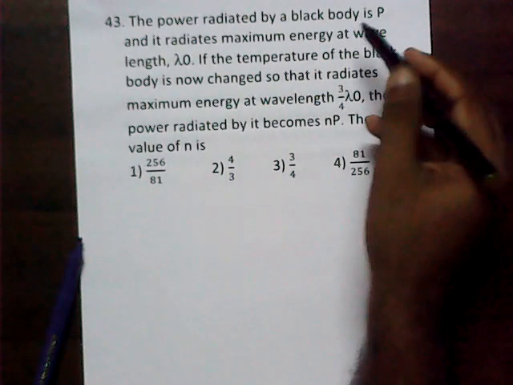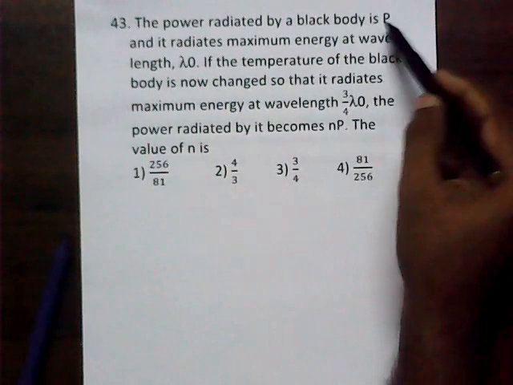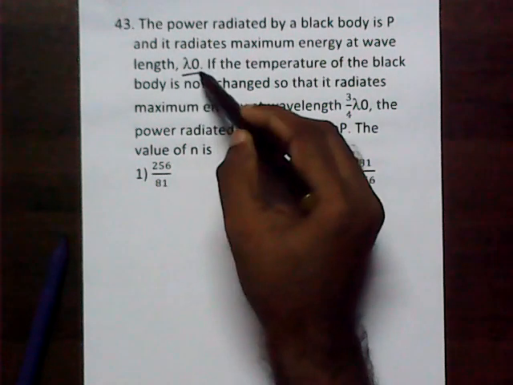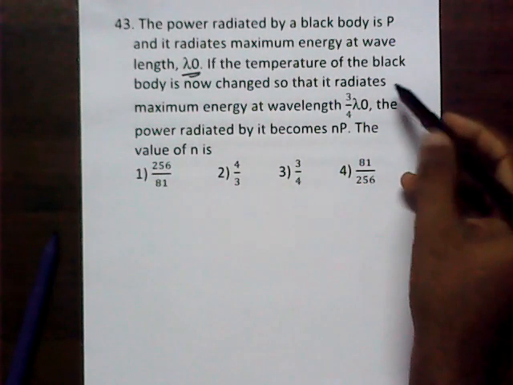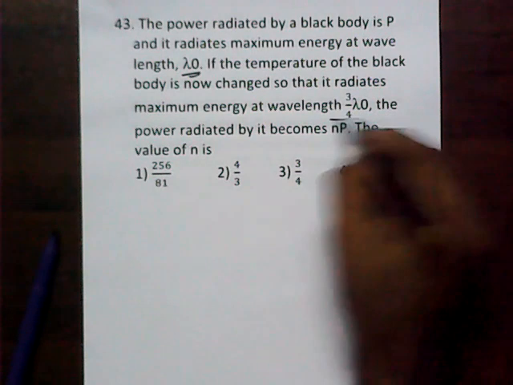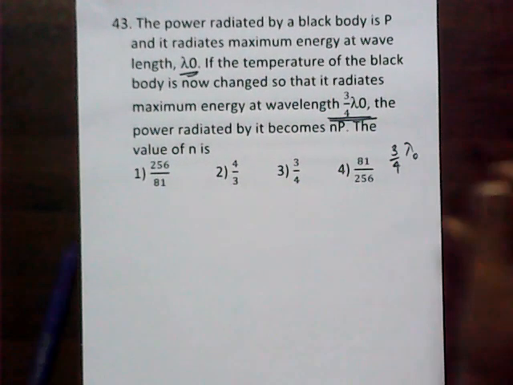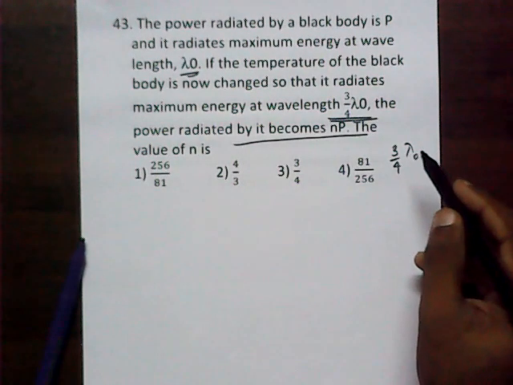A good concept from radiation. The power radiated by a black body is P, and it radiates maximum energy at wavelength lambda 0. If the temperature of the black body is now changed so that it radiates maximum energy at a wavelength 3 by 4 lambda 0, the power radiated by it becomes N P. Then the value of N is.